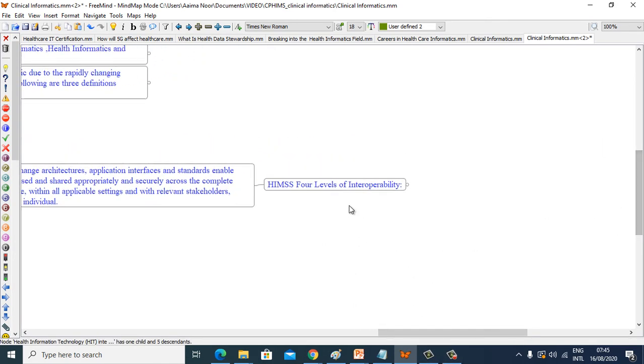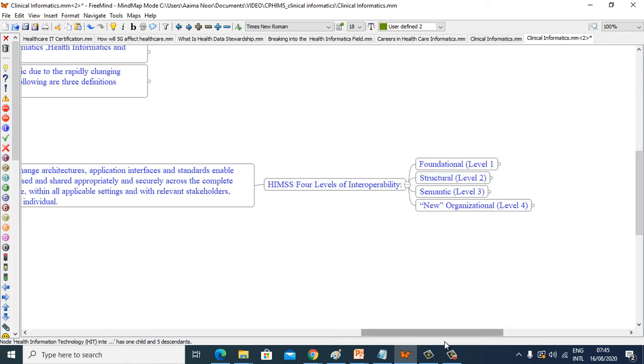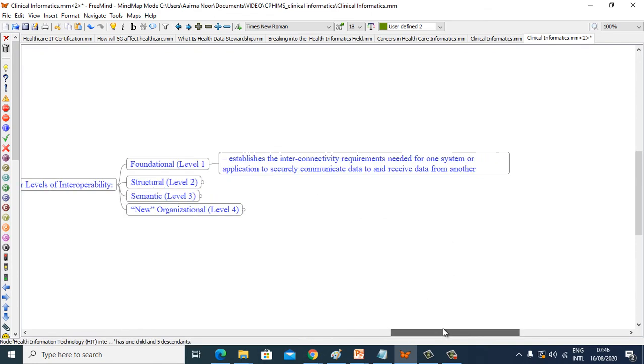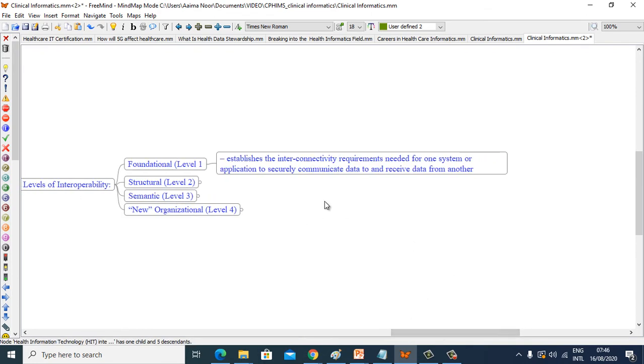Now the HIMSS four levels of interoperability: foundational level, structural level, semantic level, and the new organizational level. Foundational level, level 1, establishes the interconnectivity requirements needed for one system or application to securely communicate data to and receive data from another.